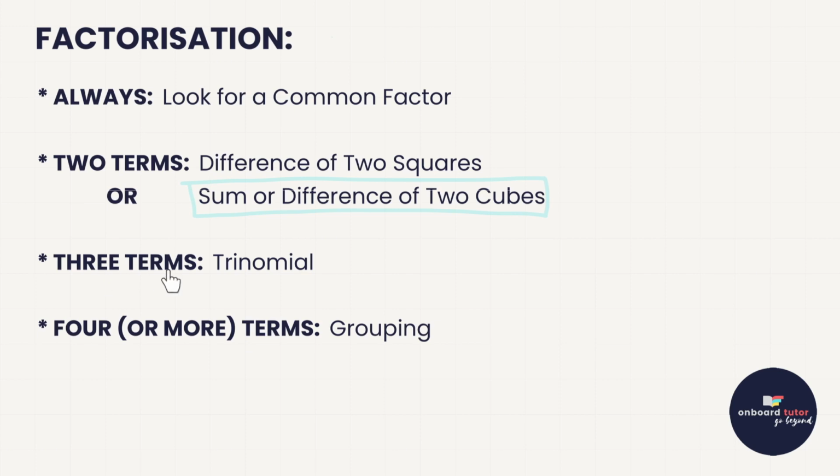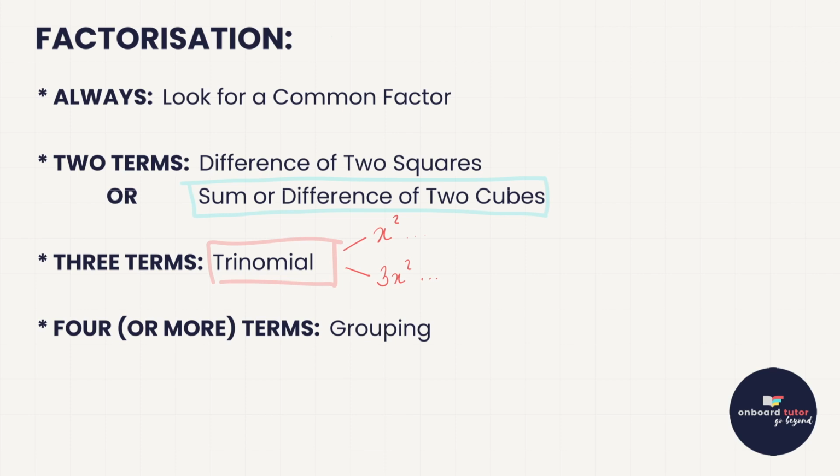If you've got 3 terms, you look for a trinomial. And we also build on our knowledge of trinomials, because in grade 9, we looked at trinomials that started with x squared. And now in grade 10, we're going to start putting coefficients in front of that x squared. And that's going to change things up. So trinomials. And then finally, if you've got 4 or more terms, have a look if you can group them.